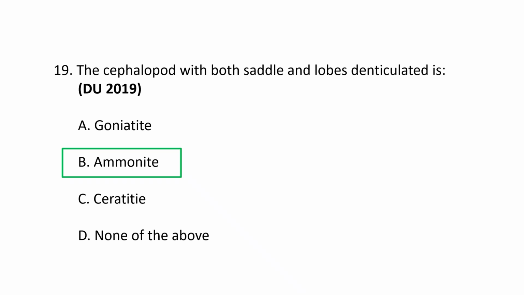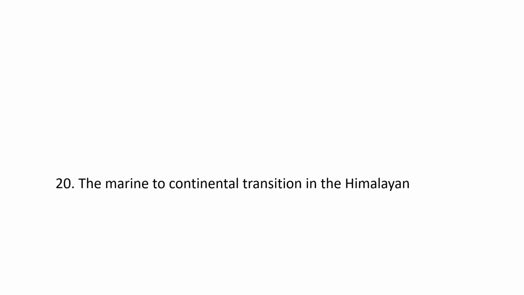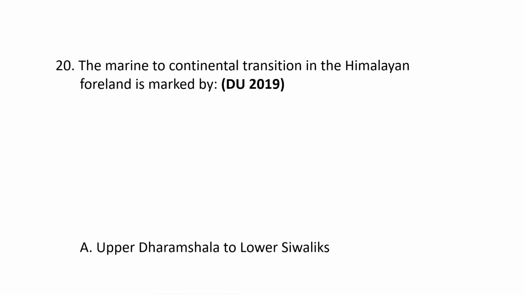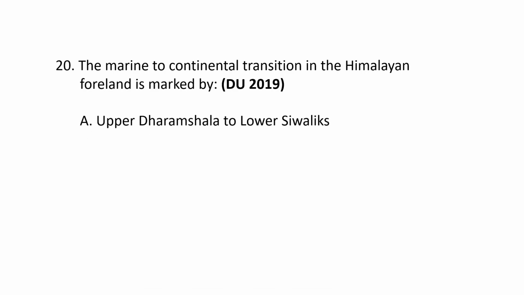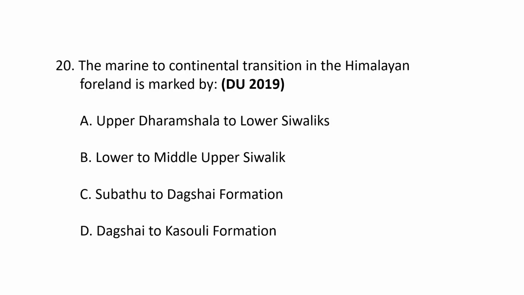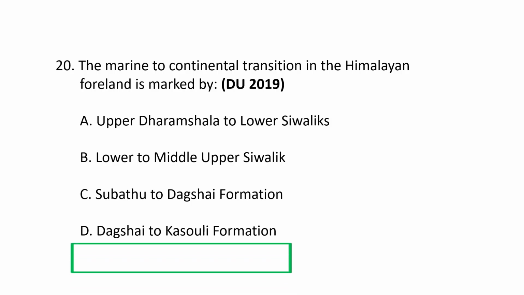Next question. The marine to continental transition in the Himalayan foreland is marked by A. Upper Dharmashala to lower Siwalik, B. Lower to middle upper Siwalik, C. Subathu to Dagshai formation, and D. Dagshai to Kasauli formation.